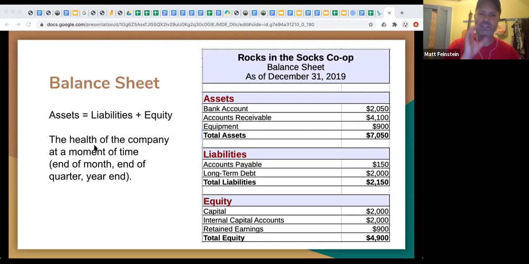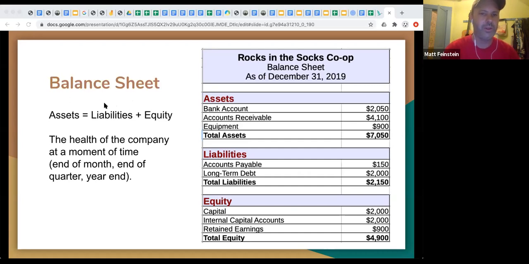And this one you can think of as a snapshot in time of the financial health of a business or organization. And the main thing you've got to check for is, does it balance, first of all? You know, using this equation, assets equals liabilities plus equity, does it balance? So see 7,000 plus 2,000, 2,000 plus 2,150 plus 4,900 balances out to the 7,050. So that's the first thing to think about.